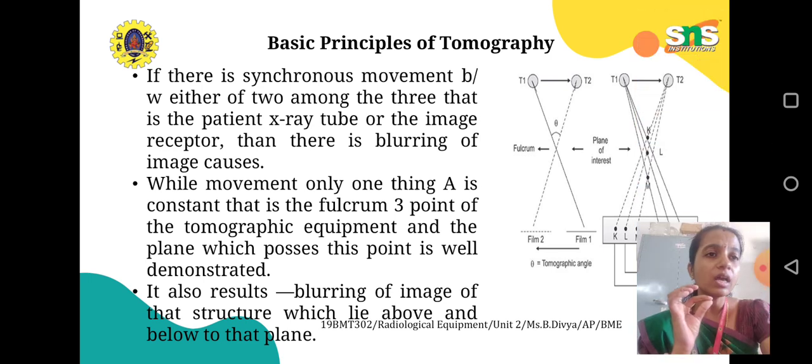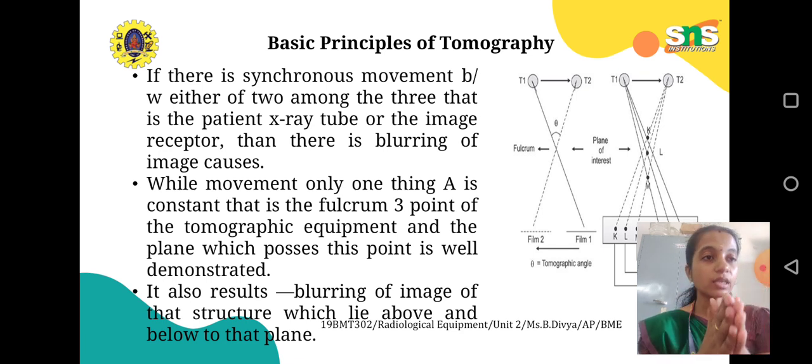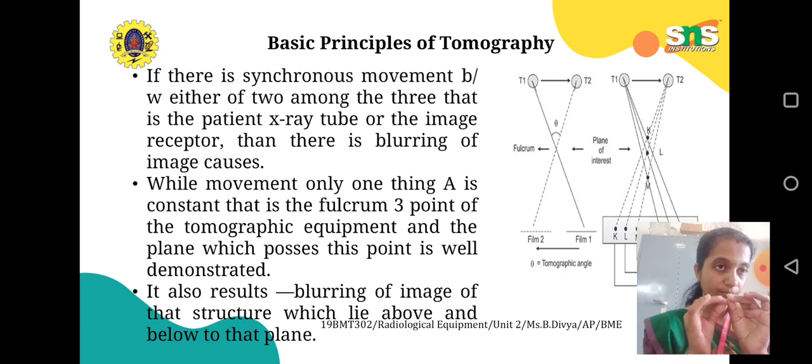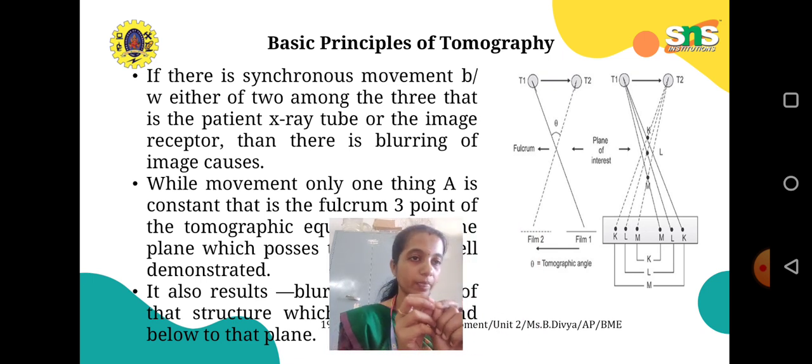In the image we can find T1, T2, film 1 and film 2. We can find a fulcrum point, theta, the plane of interest. The image or the X-ray line should pass through that fulcrum point. If it is not so, the image will not be a proper image. It will be a very blurred image, right?